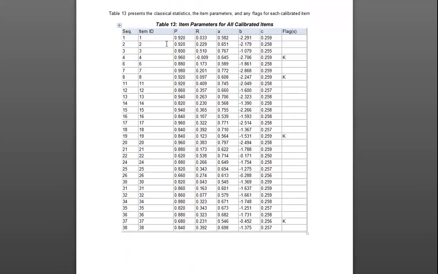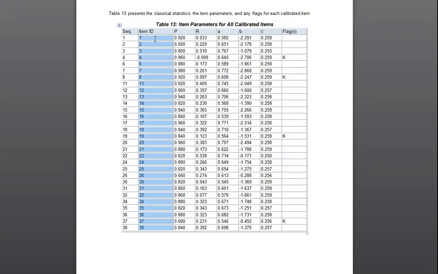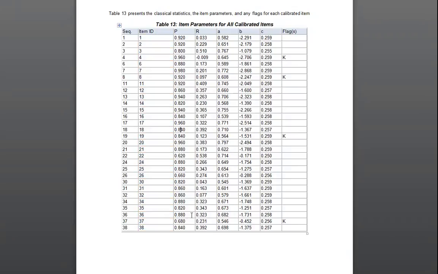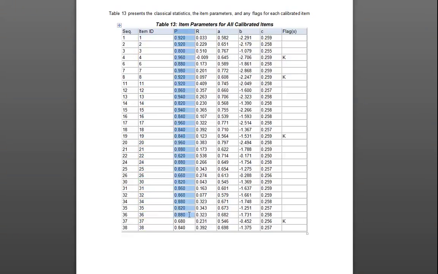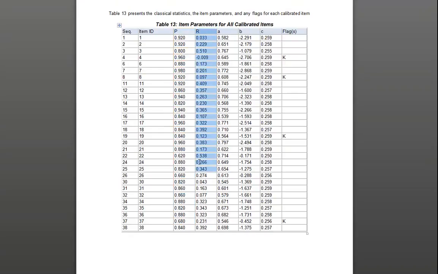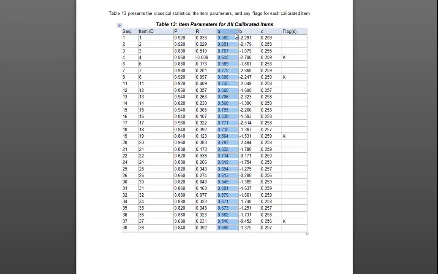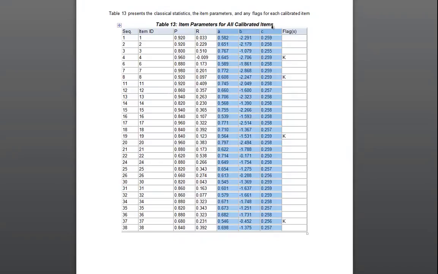It then provides a summary of the item parameters, just so you can see an overall picture of the item IRT analysis. You can see we had 38 items in here. There were 30 items. You can see there are 30 items in here. Go up to number 38 because some were removed. We have the p-value for each, the r point by serial for each, and then the a, b, and c parameters. You can see that we calibrated these with a 3-parameter logistic model.